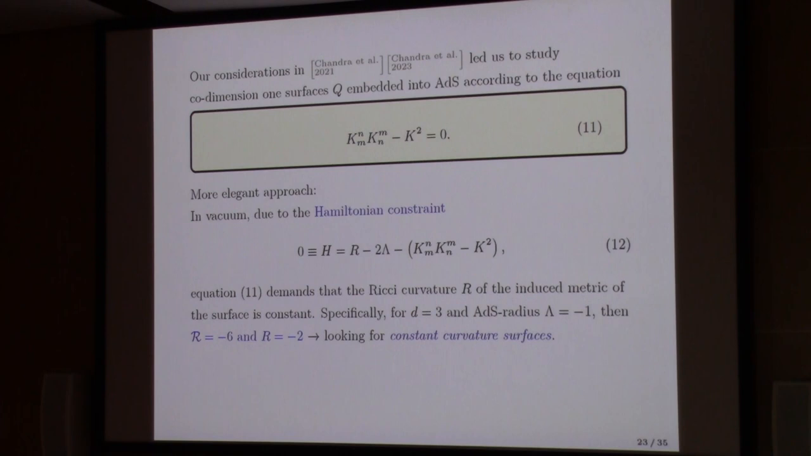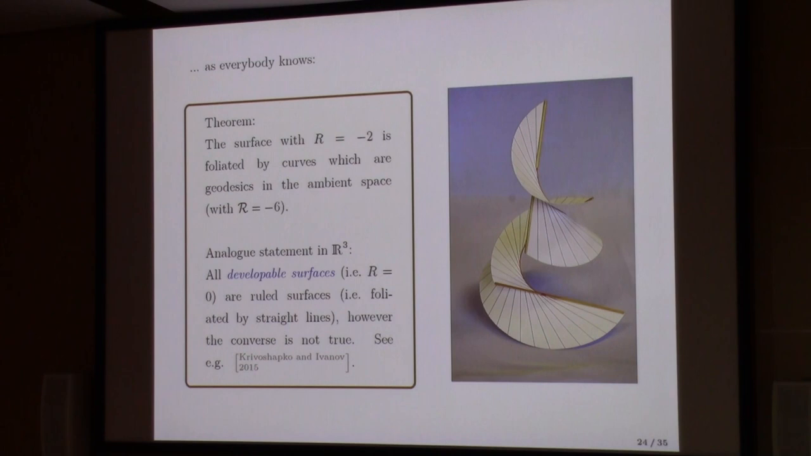And now we can actually find a very apparently well-known theorem. I'm going to start with the statement in flat space, which is apparently very well-known. Namely that all developable surfaces, that means vanishing curvature, are ruled surfaces, which means surfaces that are foliated by straight lines, which in turn are of course geodesics of this ambient space. However, the converse is not true, and not all ruled surfaces are actually developable. And this is in a textbook on hypersurface geometry.